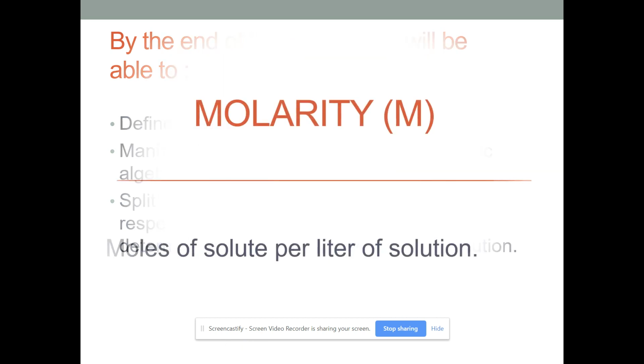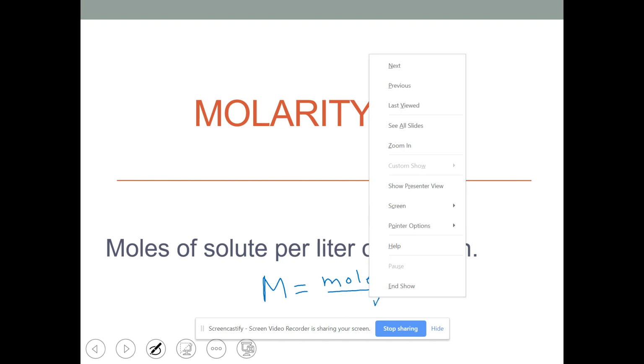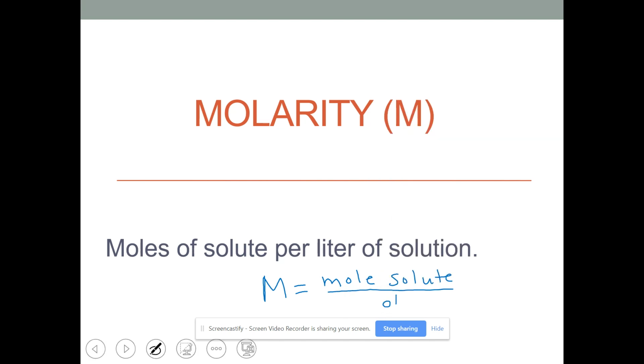Now, hopefully you remember this from earlier in the year, that molarity, the definition of it, is the moles of solute, the substance that was dissolved, per liter of solution. So essentially you can write yourself a little equation: molarity is going to be equal to the moles of solute over the volume, which has to be in liters.